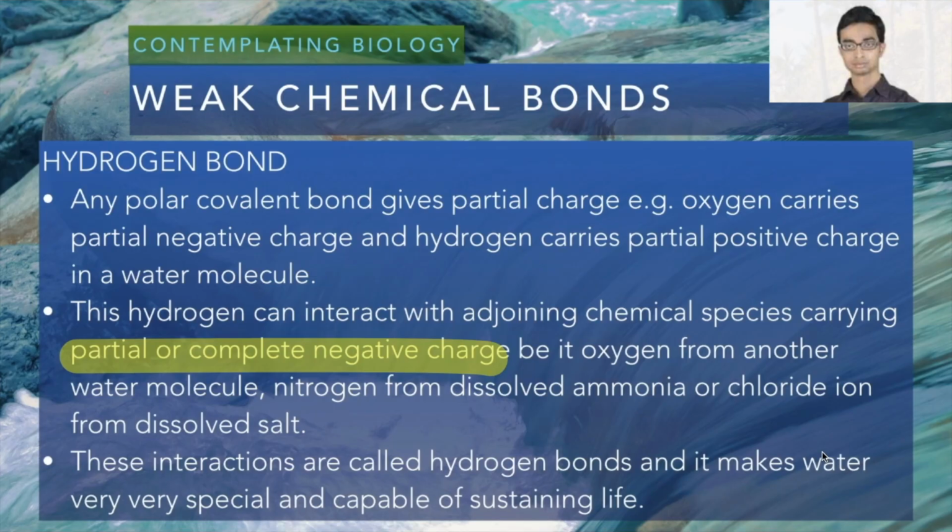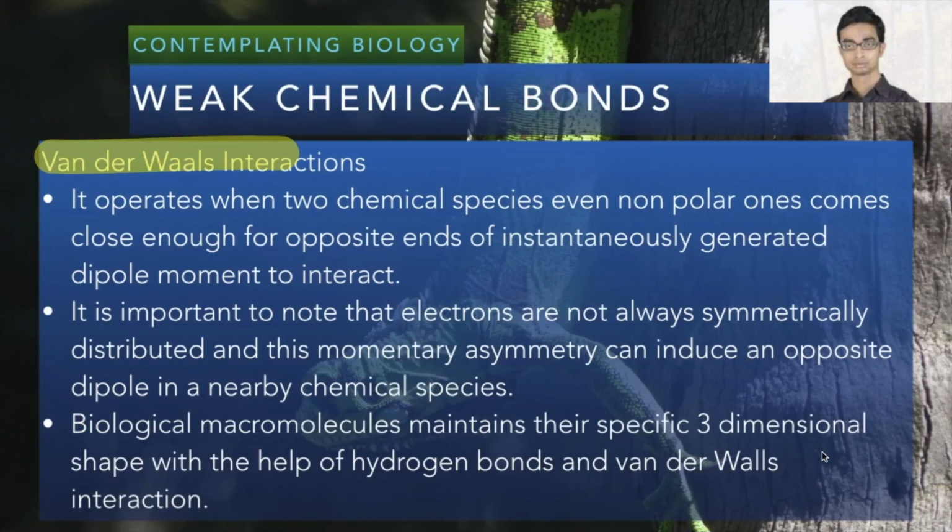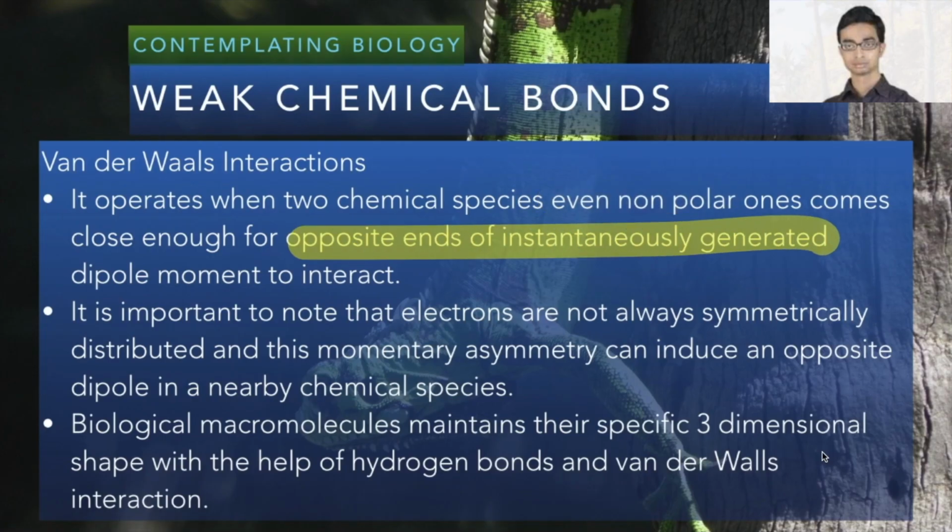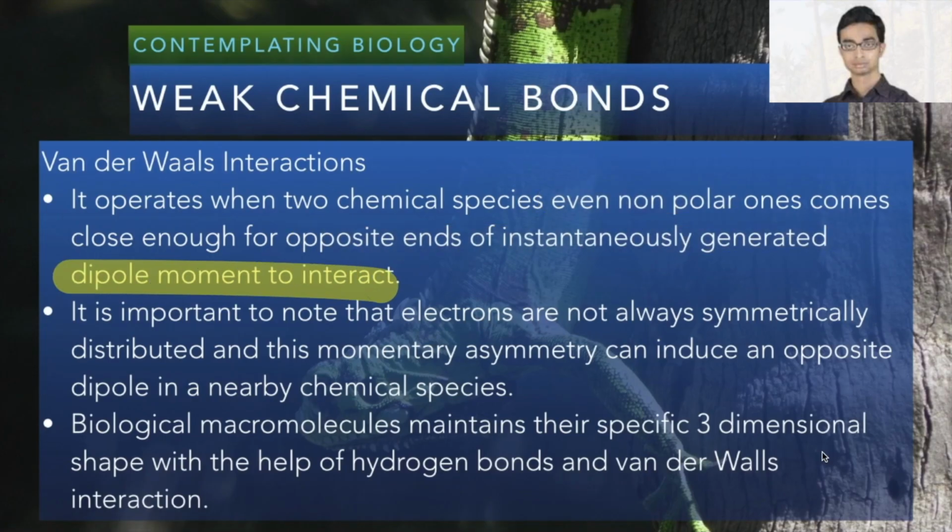These interactions are called hydrogen bonds, and it makes water very special. Another weak bond is van der Waals interactions. It operates when two chemical species, even non-polar ones, come close enough for opposite ends of instantaneously generated dipole moments to interact. It is important to note that electrons are not always symmetrically distributed, and this momentary asymmetry can induce an opposite dipole in a nearby chemical species.